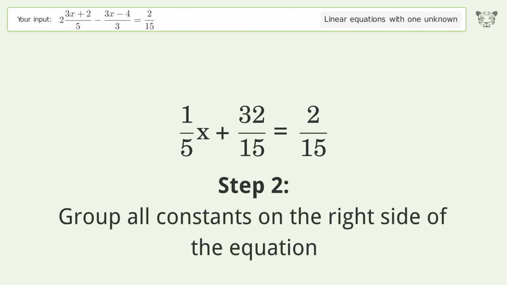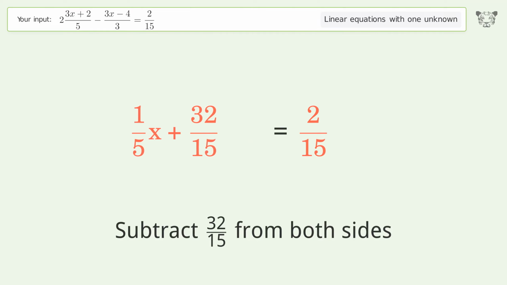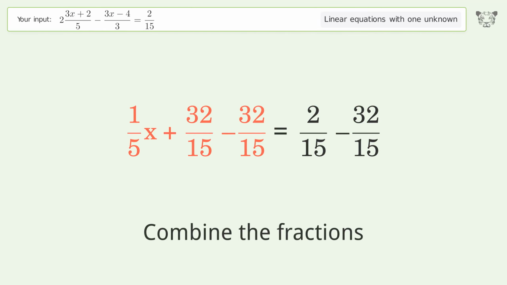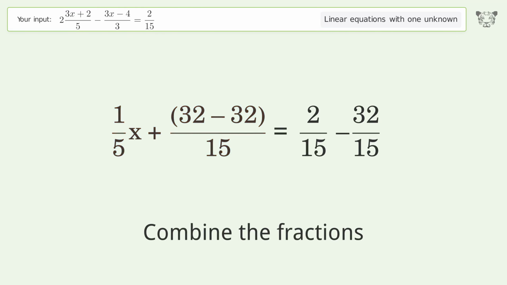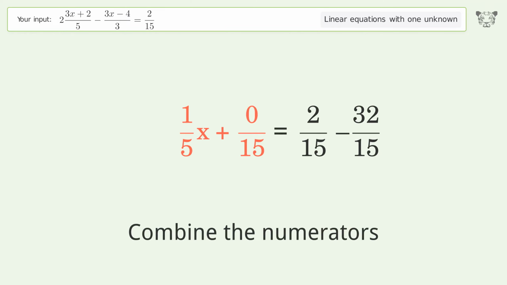Group all constants on the right side of the equation. Subtract 32/15 from both sides. Combine the fractions. Combine the numerators. Reduce the zero numerator.